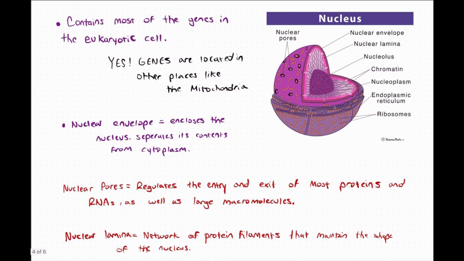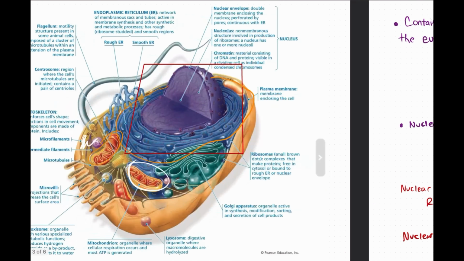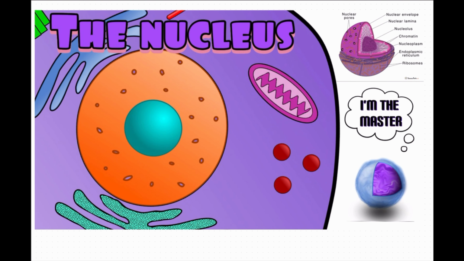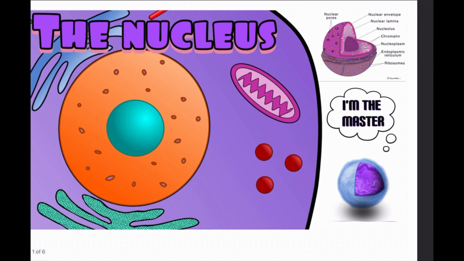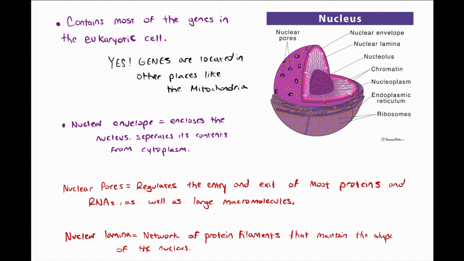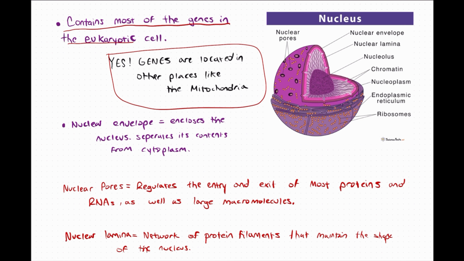Okay? So what exactly is the nucleus? If you look over to the first slide that I had, it says, "I'm the master." And it's like the command center of the cell. It contains most of the genes in eukaryotic cells. And here's another side note that I want to make real quick. Genes are located in other places like the mitochondria, but the nucleus has the most of the genes in the eukaryotic cell. So if you're asked during a test where a gene is located, you can say the nucleus and mitochondria. However, most of the genes are found in the nucleus.